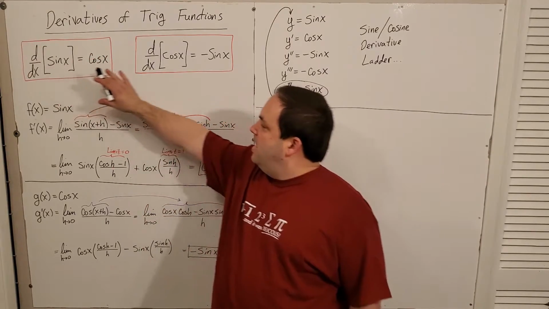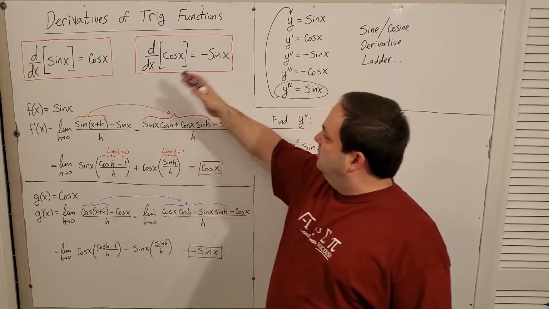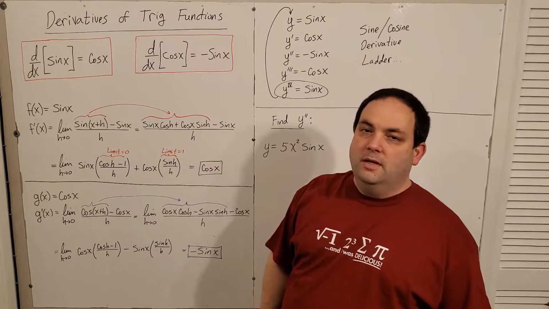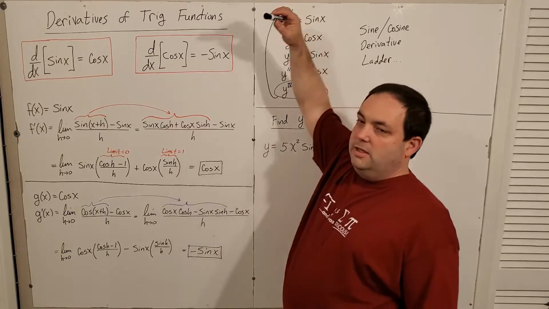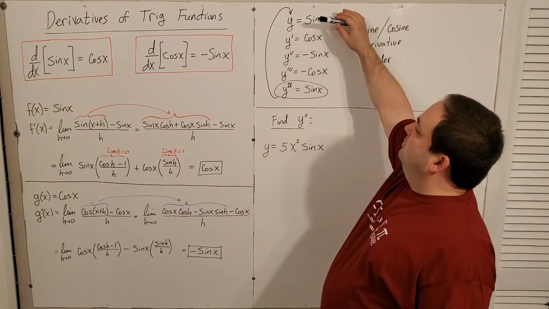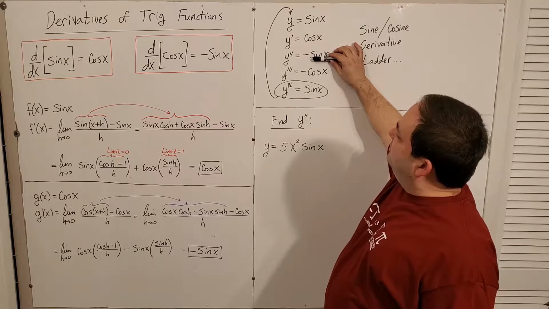So we have our two main trig derivatives there. Sine goes to cosine, which goes back to negative sine. So imagine if you had to do several of these derivatives. I call it the sine cosine derivative ladder. The derivative of sine is cosine, then down to negative sine.